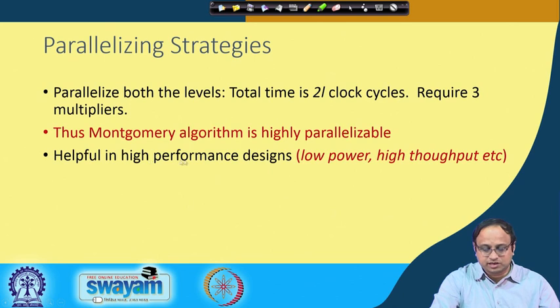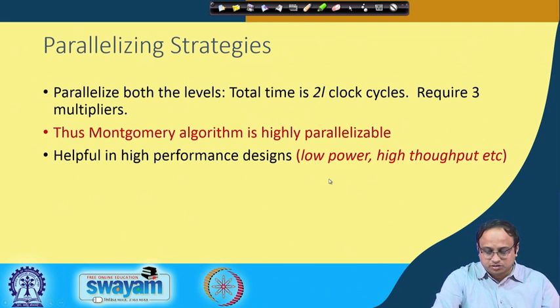It is helpful in high performance designs, and also for low power and high throughput kinds of applications, because on one hand you can have resource constrained environments where you can still perform the Montgomery ladder reasonably well, even with say 1 multiplier cost. On the other hand, you can also go for quite high throughput designs. So it all depends upon how much resource you have, but the point is that the Montgomery algorithm has scope for parallelism, and therefore you can try to capitalize on that.